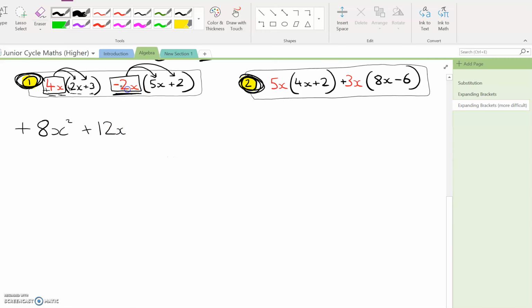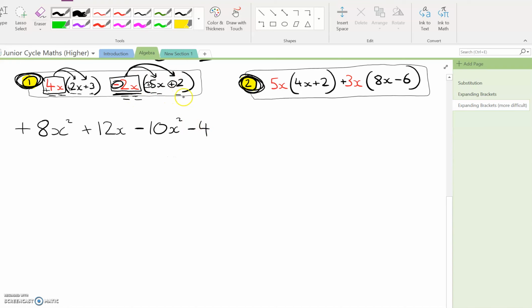Now let's do these ones. Sign by sign. What sign is there if there is no sign? It's a plus. What's a minus by a plus? It's a minus. Number by number, 2 by 5, 10. Letter by letter, x by x, x squared. And the last one. Minus by a plus is a minus. 2 by 2 is 4. And x by nothing else stays as x.